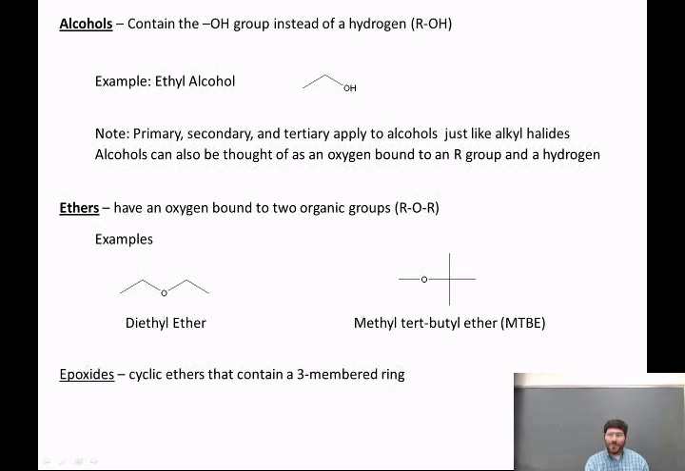An important subclass of ethers that you have to be able to remember are called epoxides. Now, epoxides are cyclic ethers, but they are a very special subset of cyclic ethers in that they contain a three-membered ring. We will get back to epoxides at the very end of this semester and talk a little bit about their chemistry.